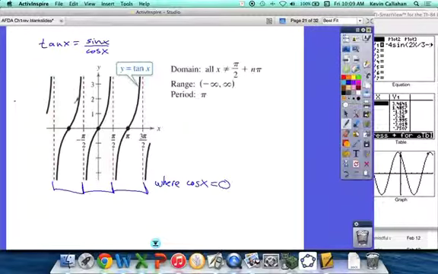It's got one branch in between all those asymptotes, which means it does not have a period of 2 pi. I mean, what's the interval on the x-axis through which it goes through one cycle, one period? It's actually from negative pi over 2 to pi over 2. That's just pi. So the period of the tangent is pi. It's not 2 pi like sine and cosine. It's pi.